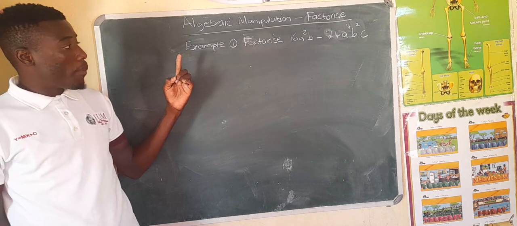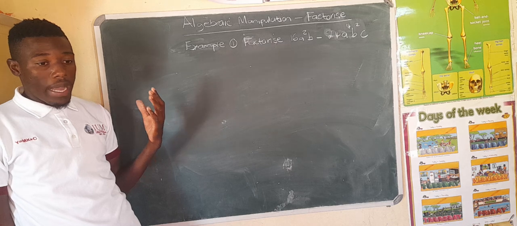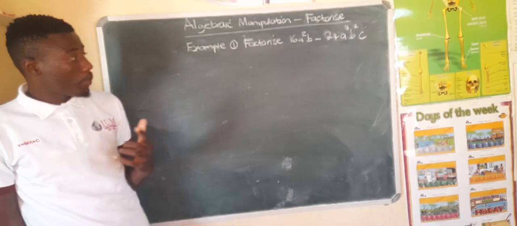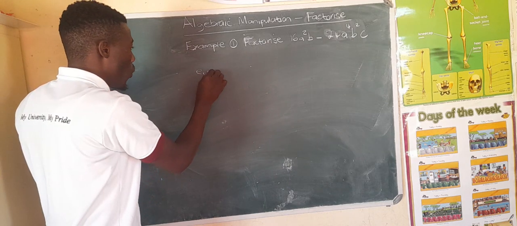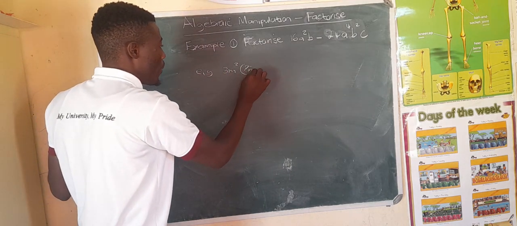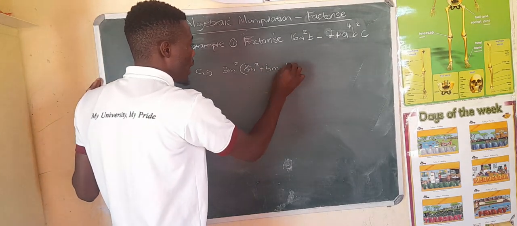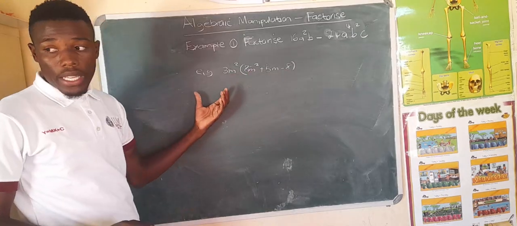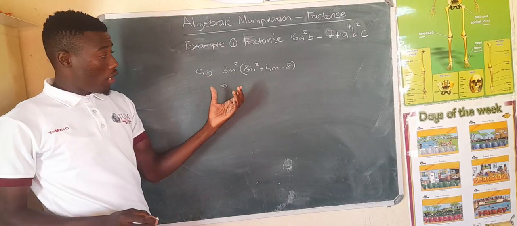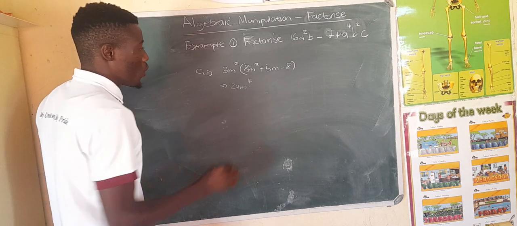At the beginning of this chapter, we have done expanding of brackets, and then we have also expanded the product of algebraic expressions, whereby we have done 3m squared times (8m squared plus 5m minus 8). We have expanded something like this, whereby when we expand this one, it will give us 24m to the power 4.